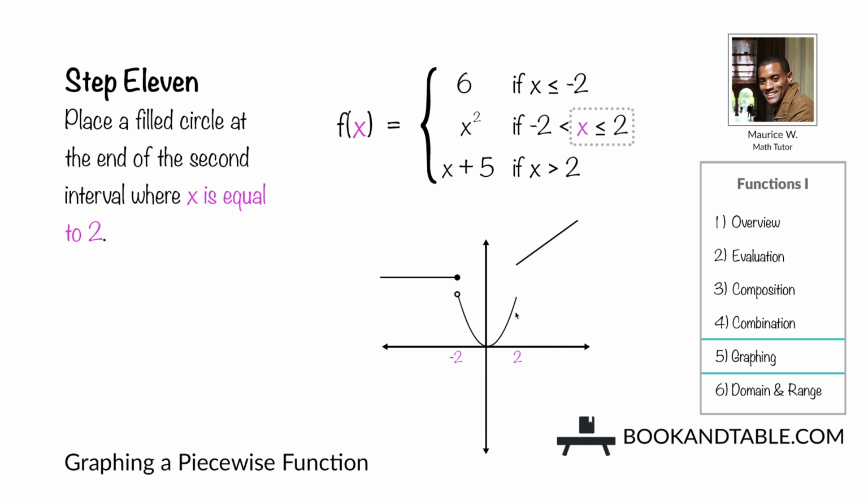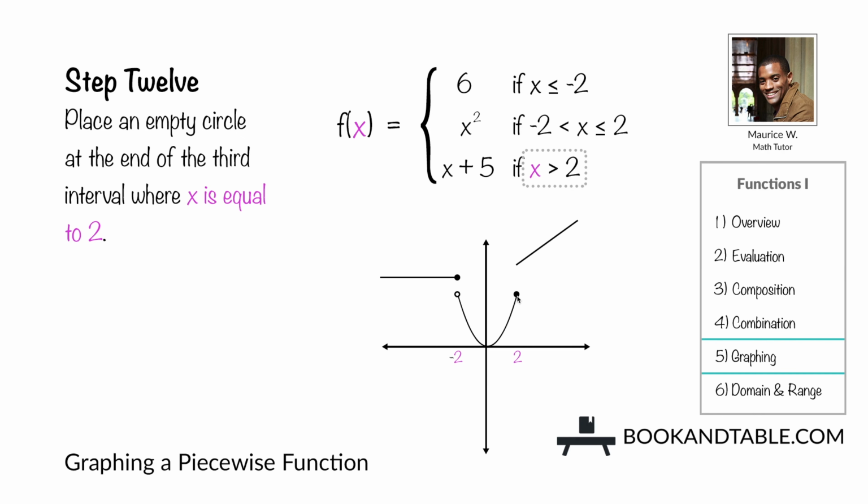And now at the other end of the second interval, we want to place a filled circle where x is equal to +2. Here, in the second interval, we have x is less than or equal to. Since it can be equal to 2, at 2, the circle is filled, which means for the next circle, where x is equal to 2 for the third interval, we're going to place an empty circle, since x is greater than but not equal to 2. And once we have that, we have now completed the sketch for the piecewise function. So that is how we go about graphing a piecewise function.